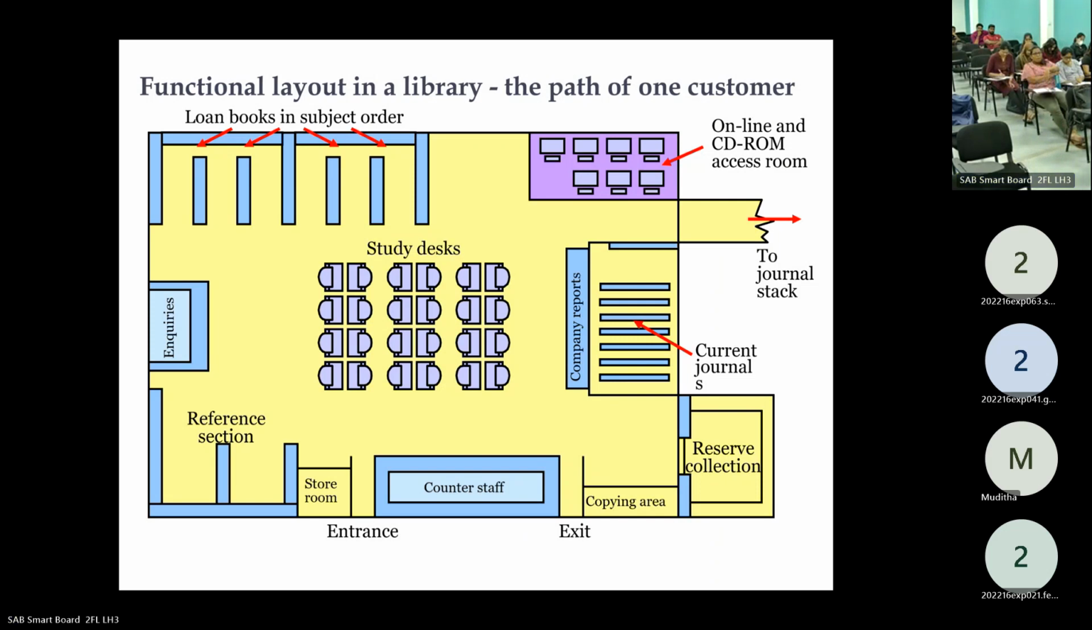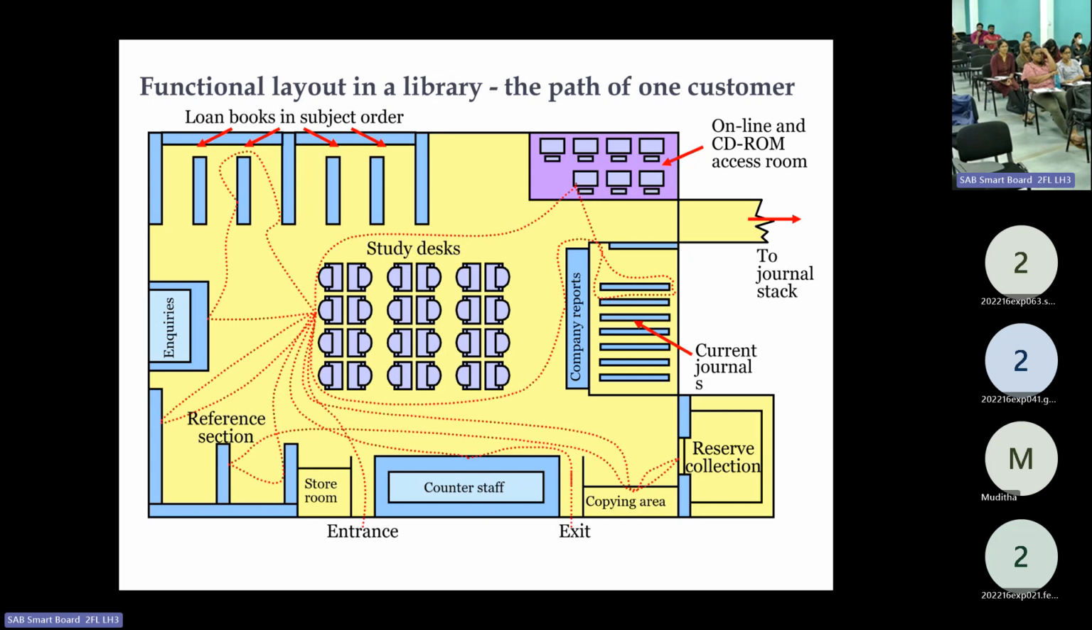Entrance, reference section, loan section, online resources, study area, document reports and other details, copying area, counter staff. So different users may come and may go through different rooms because their requirements are different. That is possible because the layout facilitates such flexibility. These are different routes that you see.